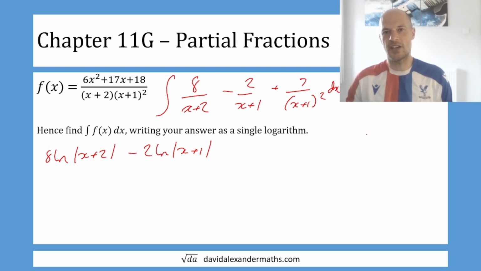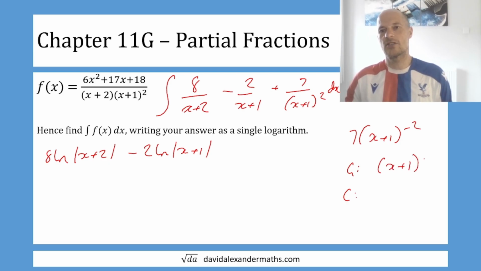there's not going to be a ln here. So let's just write this as 7 lots of x plus 1 to the negative 2. So let's do a guess and check. Let's assume that it's x plus 1 to increase the power by 1, so minus 1. Now let's differentiate. So that would be minus 1 lot of x plus 1 to the negative 2. So we've got minus 1 and we wanted positive 7. So the sign's wrong. So my guess needs to be negative that, and that will turn this into a plus 1. But we wanted plus 7.